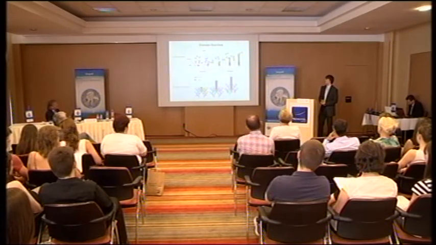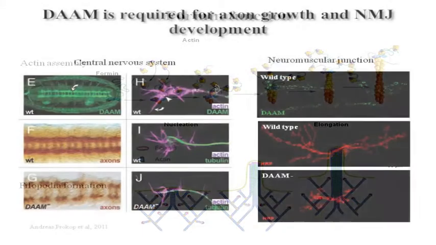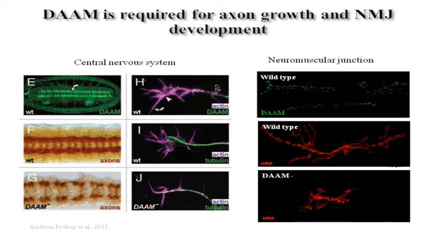Formin proteins are important regulators of the development of the actin cytoskeleton. They catalyze the nucleation and elongation of actin filaments, and among others, filopodia formation, which is an actin filament-based structure. Our research is focused on the functional characterization of the Dam gene. This gene is important for the development of axons by the growth cone, and it is also required for the neuromuscular junction.